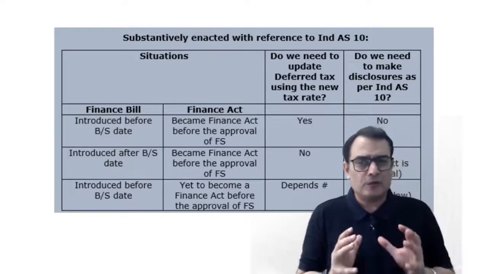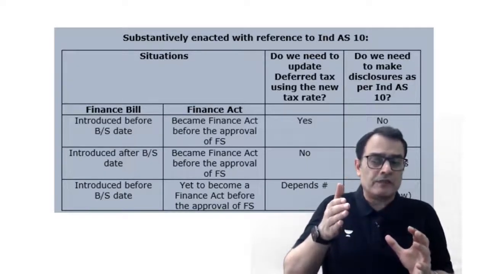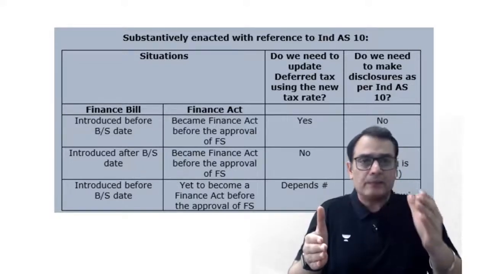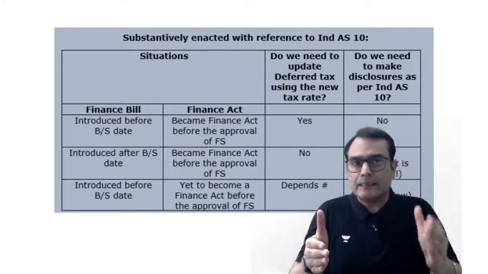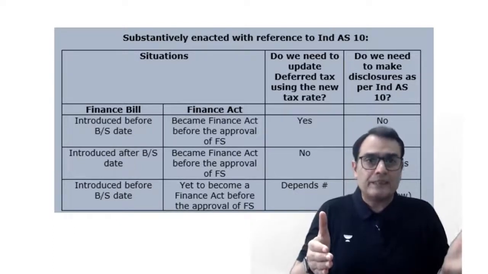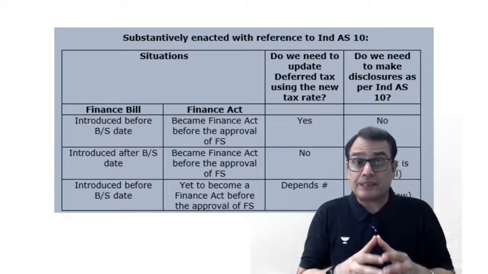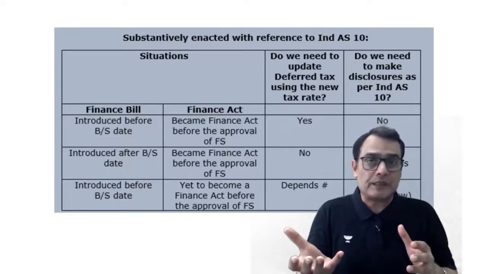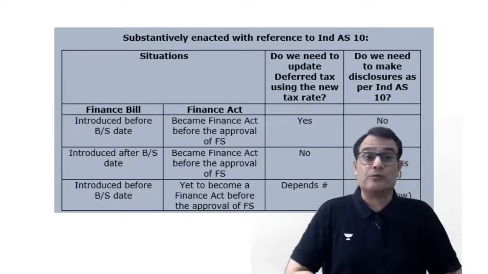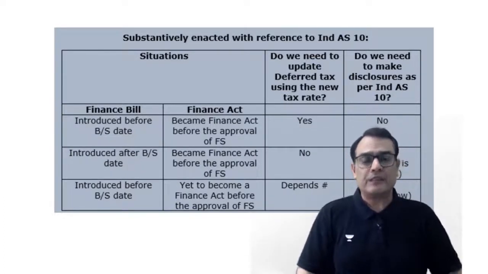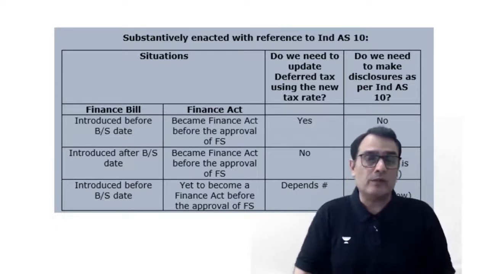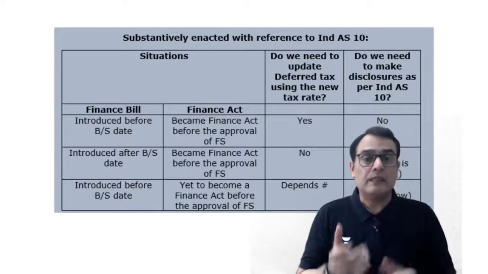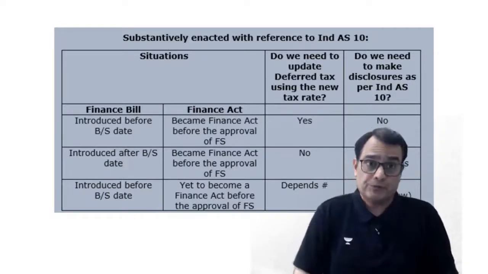So I think if you look at the first two combinations, fairly simple. The first one is a condition on the balance sheet date, the Finance Bill was there, and then it became an act post balance sheet date in the Ind AS 10 cutoff period. So we need an adjustment, updation of the deferred tax is required. But in a situation where the bill was introduced after the balance sheet date and it became an act also post balance sheet date, it's a non-adjusting event. So the impact of the new tax rate will not be taken, but disclosures are certainly required because if it is something material, then non-adjusting events would require disclosure.